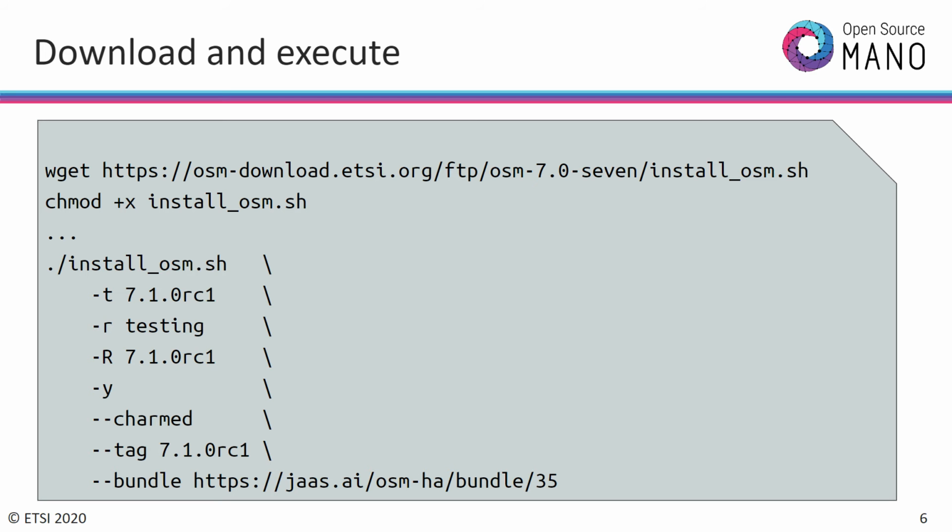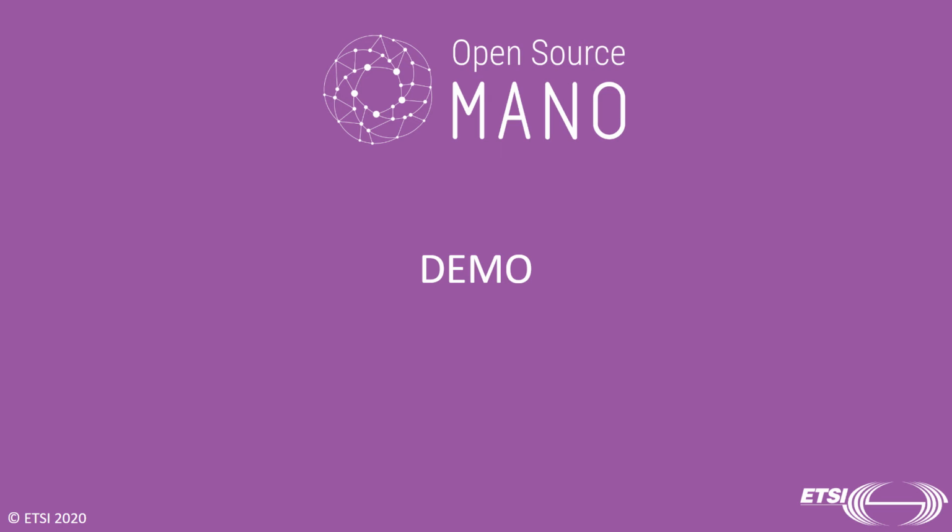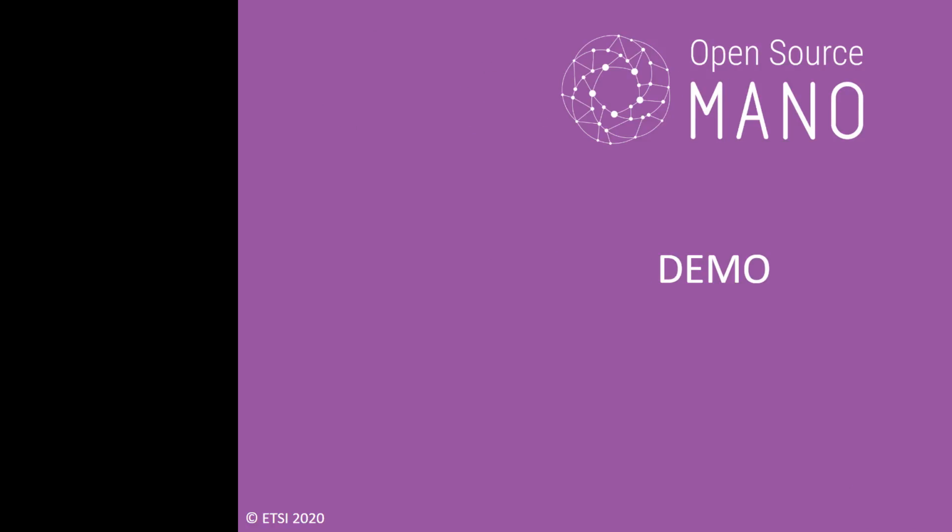Now, all you have to do in order to install OSM in the HA mode is to download the installer and execute it. That's all about the theory. We will now go through the HA OSM installation process and showcase how using model-driven approach simplifies post-deployment operations.